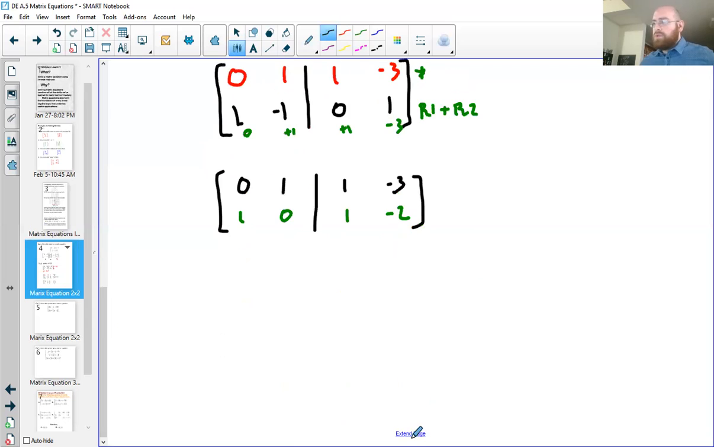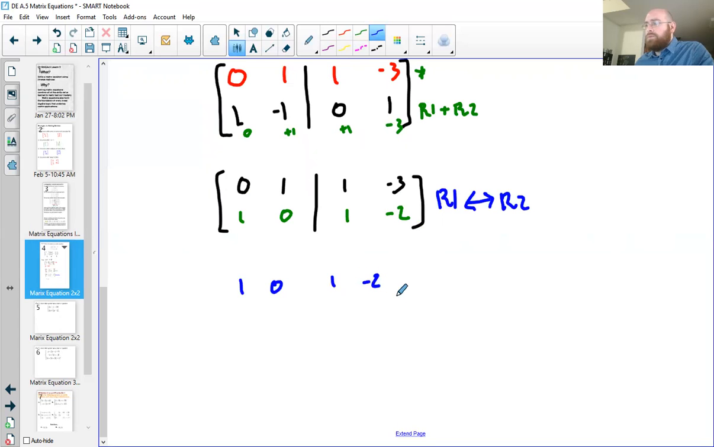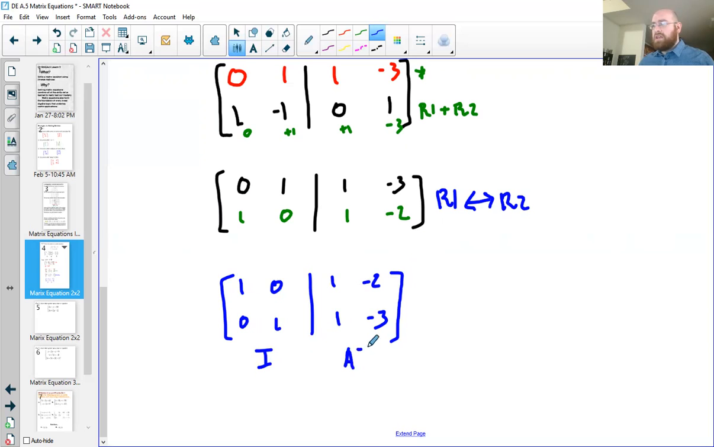Now, remember, in order to be in reduced row echelon form, we have to have that descending staircase of 1s. So our very last step is going to be to swap row 1 and row 2. So we would have 1, 0, 1, -2, and then 0, 1, 1, -3. And so our first portion has become the identity matrix, which means the second portion is our inverse matrix.